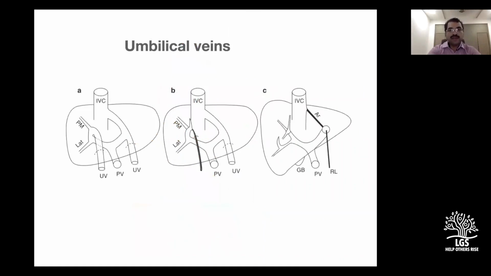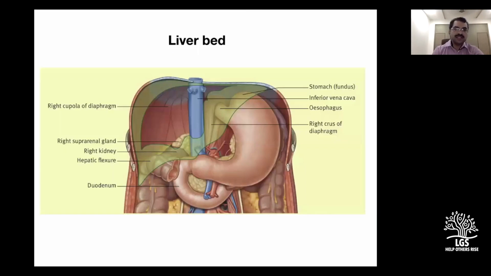So to begin with, the embryo will have two umbilical veins, the right and left, but the right disappears early. The left persists while the fetal circulation is there, and after that it gets obliterated and becomes the round ligament. And the ductus venosus, which takes blood from the left portal vein in the liver to the IVC, becomes the ligamentum venosum. So coming to the anatomy of the liver, the liver is situated in the upper abdomen.